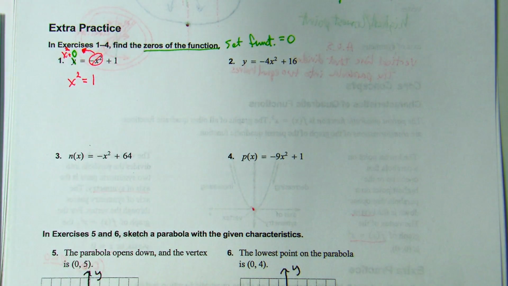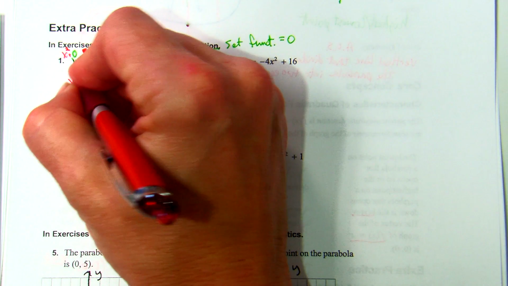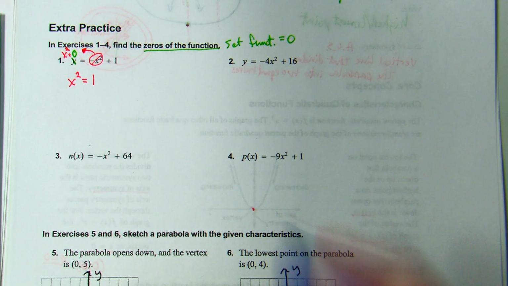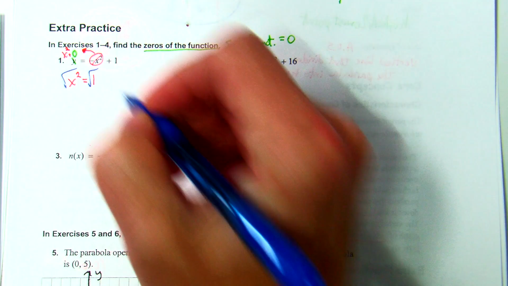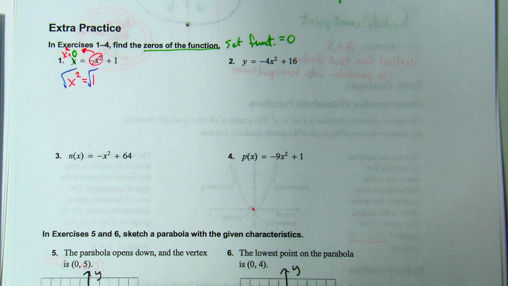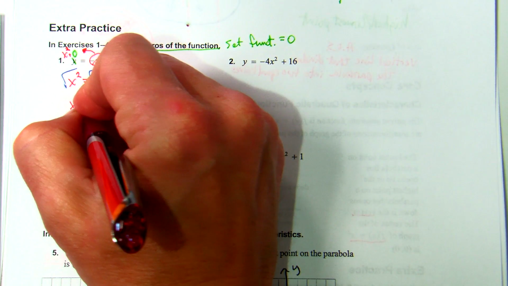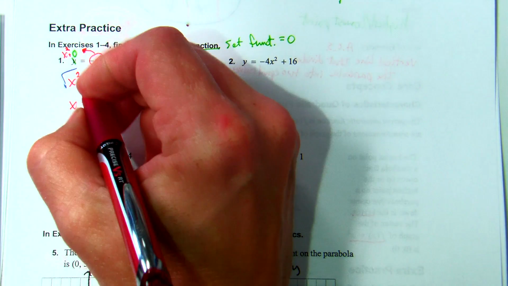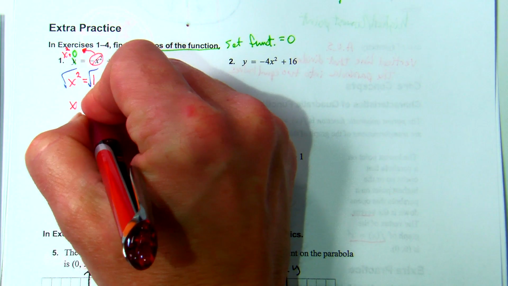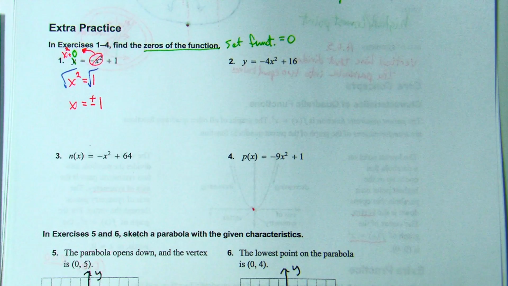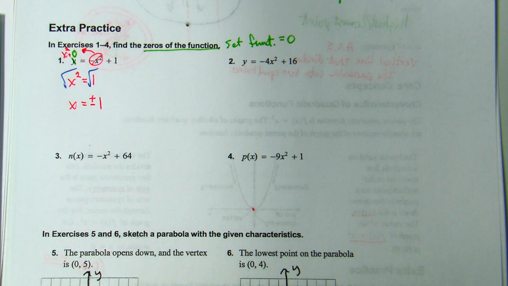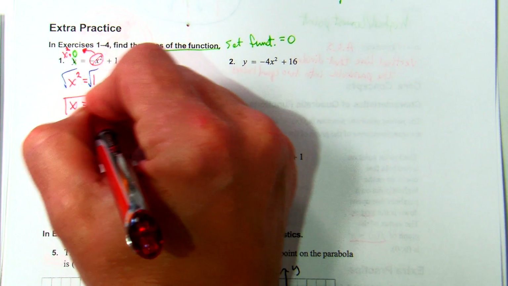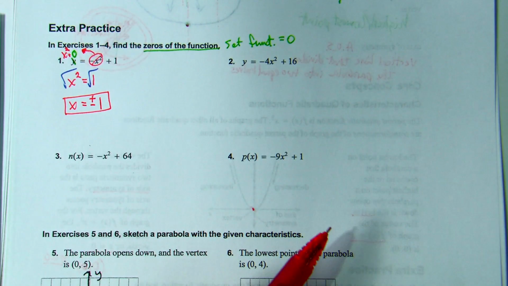And if we took the square root of both sides to solve for this, we'd end up with x equals the square root of 1. The square root of 1 is actually a positive or a negative 1, because negative 1 times negative 1 equals 1, and positive 1 times positive 1 equals 1, and so that would be my zeros of the function.